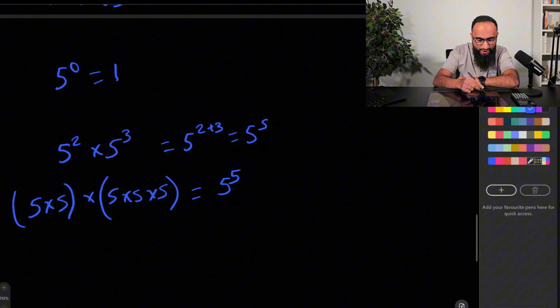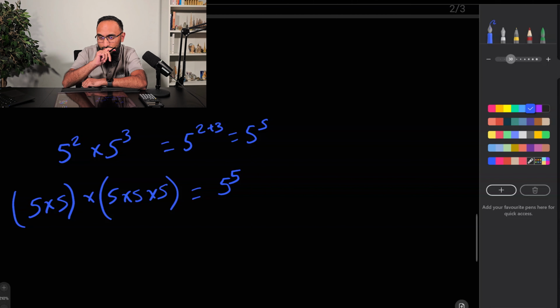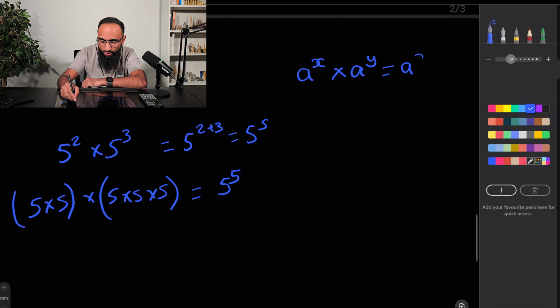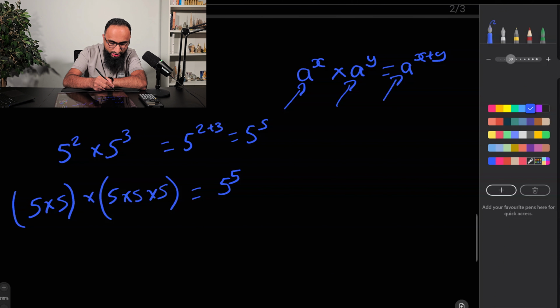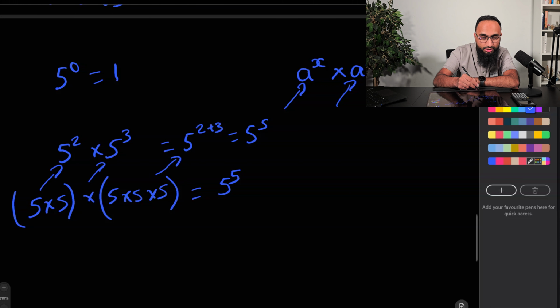So whenever you're multiplying any number, but it has to be the same number. So it has to be, like here we've got 5, so it has to be a to the power of x, like a to the power of something, times a to the power of y, and then you get a to the power of x plus y. So the a has to be the a in every part, which is what we've got here. We've got 5, we've got 5, and we've got 5. So it has to be the same number for this rule to work.